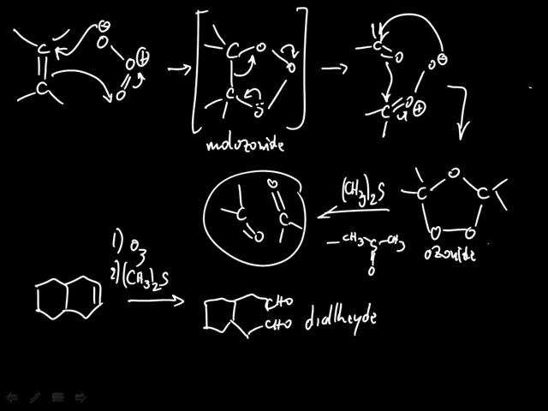So in summary, there are two methods that we're going to use for oxidative cleavage of alkenes: the potassium permanganate method and the ozonolysis method. And ozonolysis works more predictably, so it should be used more frequently.